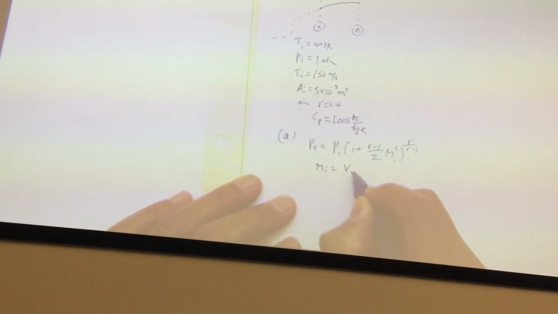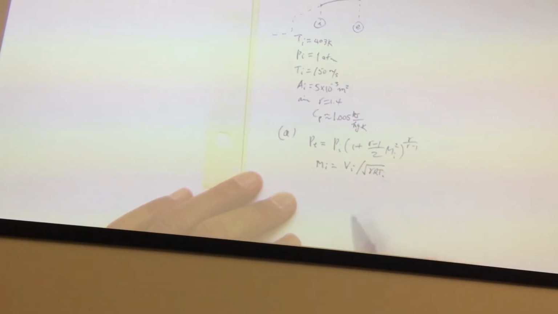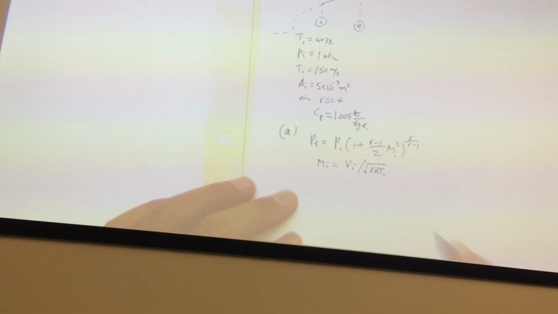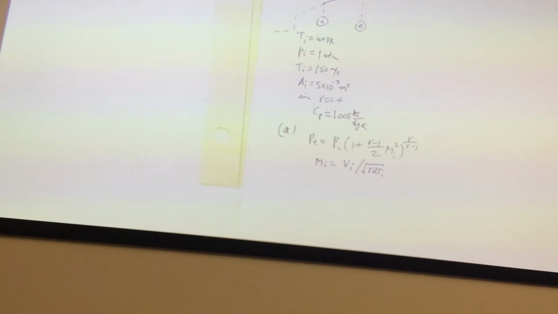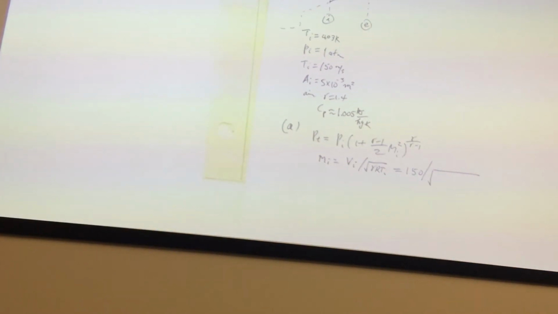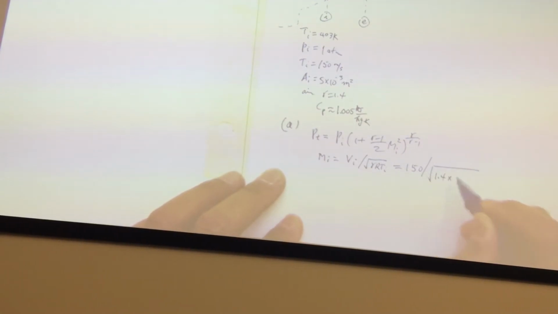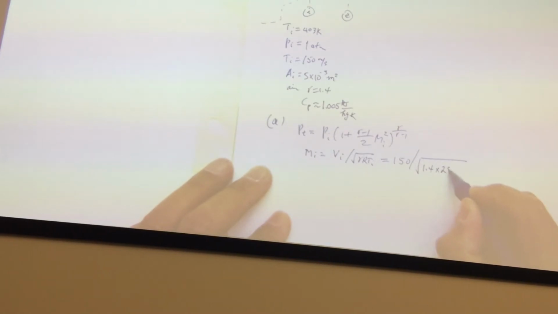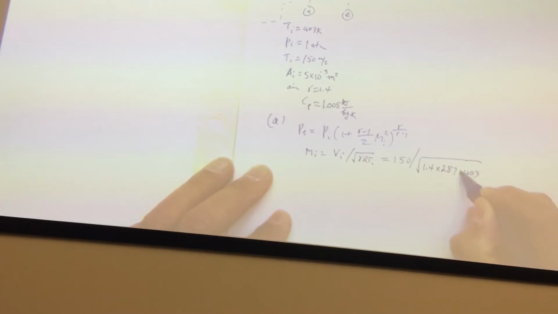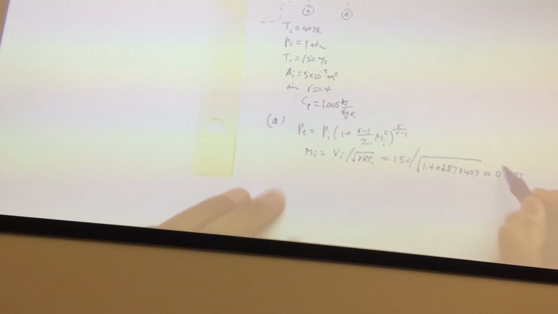MI is equal to VI divided by the square root of gamma R TI, right? So your VI is equal to what? VI is equal to 150 divided by the square root of gamma equal to 1.4, gas constant 287, times 403. This will give you a number, 0.373. So plug this in there.